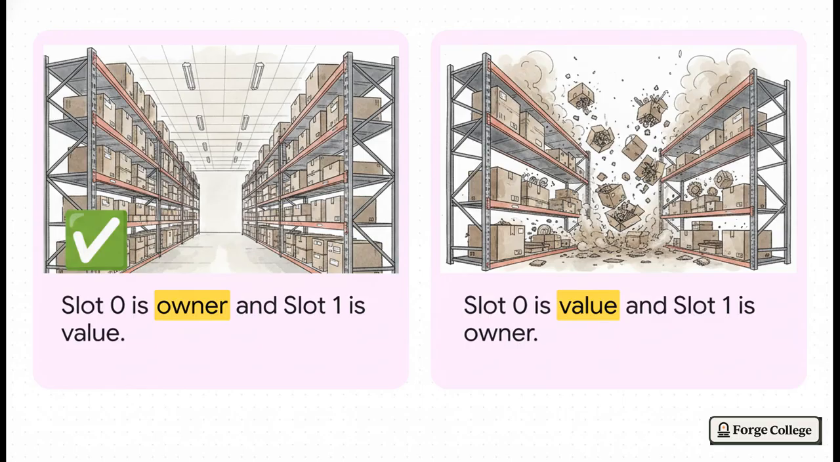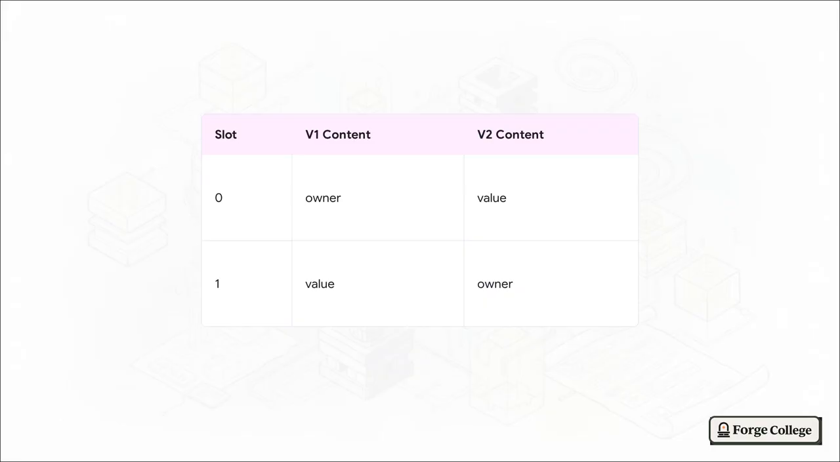Everything is great, right? But over on the right, we have a completely chaotic V2 layout. Let's say a developer, maybe a slightly overeager intern, decided to just tidy up the code and moved the value variable to the top. So now value is mapped to slot 0 and owner gets pushed to slot 1. Because we didn't clear the warehouse first, the results are basically catastrophic. We just handed the workers a brand new blueprint.